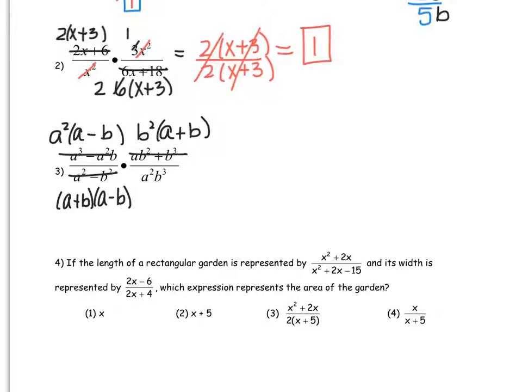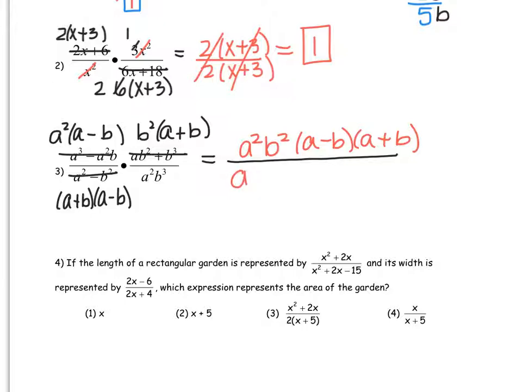So this one might be a little bit harder for us all to see, so I'm going to show you an alternative way to write this. We could write this as one big parentheses. So we're literally multiplying all of these pieces together. So I'm going to put the a squared and the b squared first, then the a minus b and the a plus b. And then on the bottom, I'm left with the a squared, b to the third, and then a plus b, a minus b.